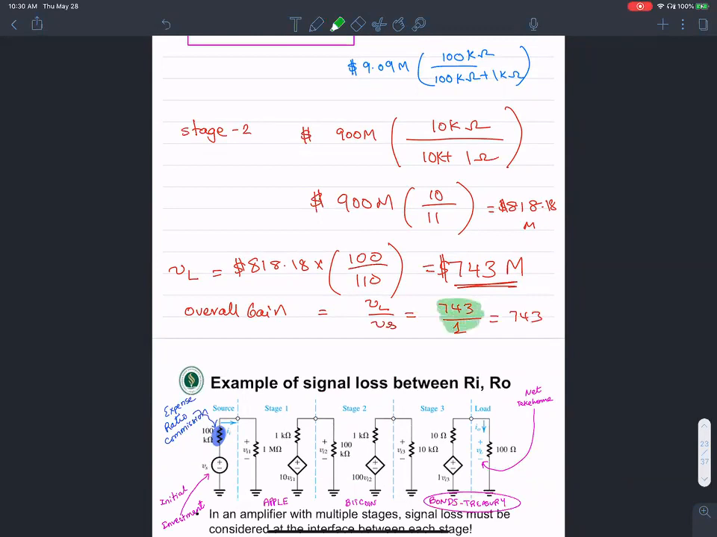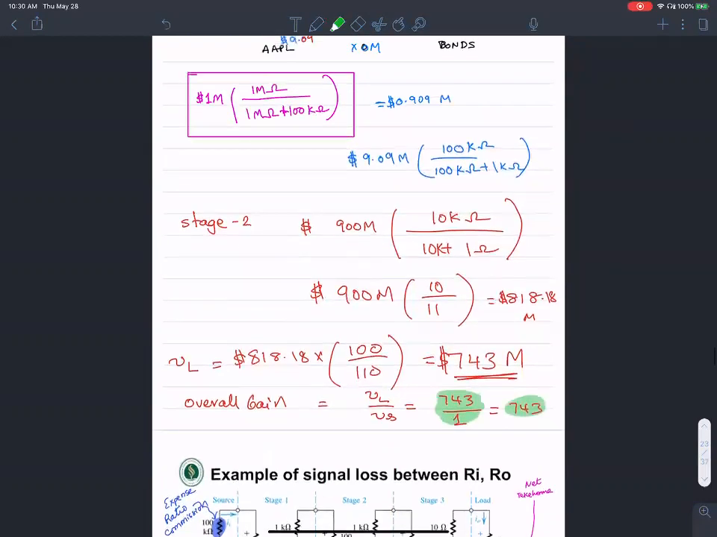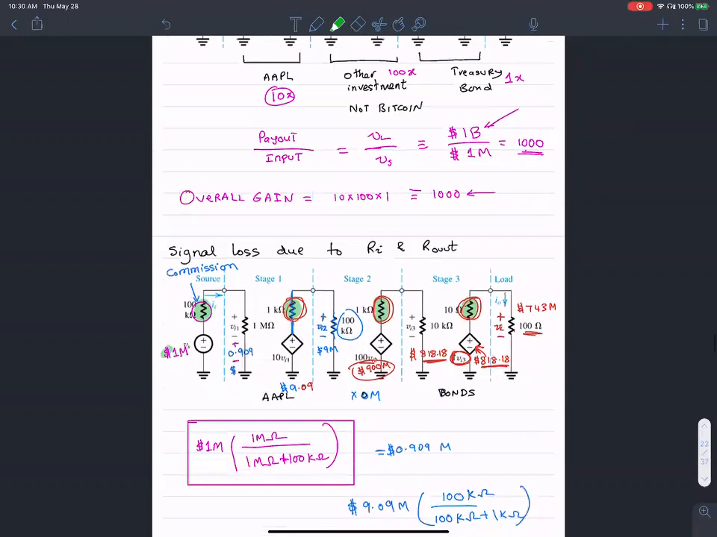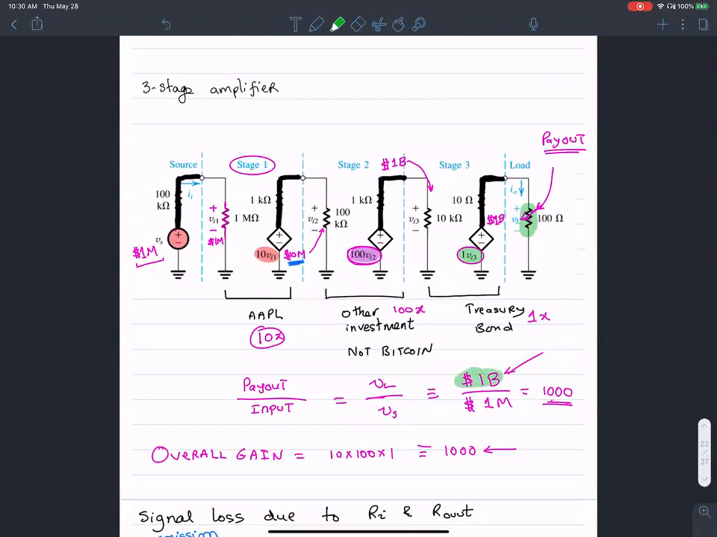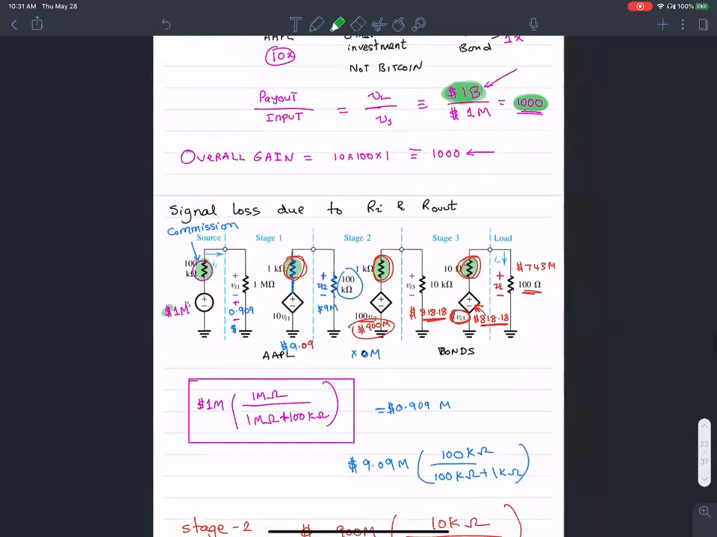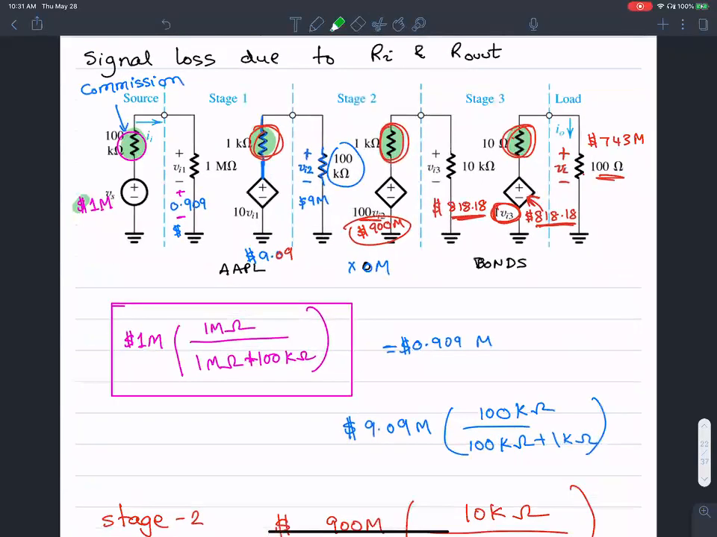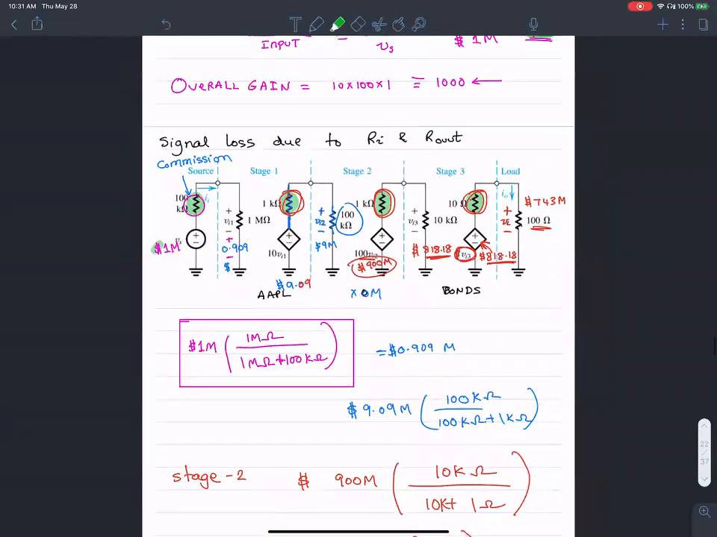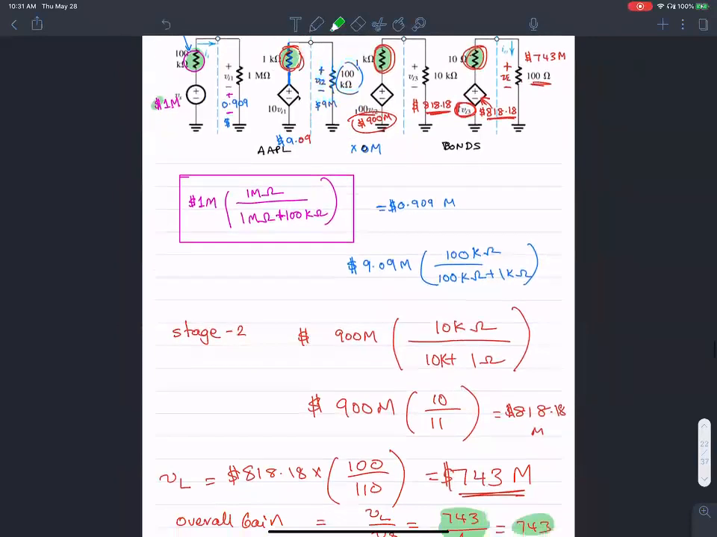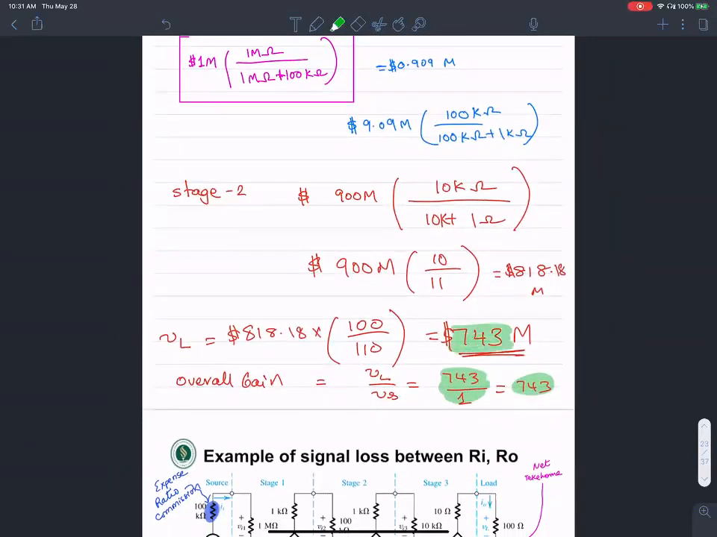The point I'm trying to drive home here is that in the absence of these commissions, trading charges, taxes, and so on, you ended up being a billionaire. Your final payout was $1 billion, for an overall gain of 1,000. But because of these commissions, taxes, and a lot of other add-on price factors, you're not quite the billionaire. You're still 743 million richer. Not a bad deal, but not the best. You could have been a billionaire.